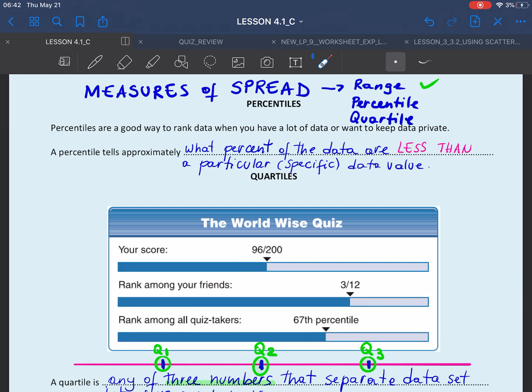Okay, so I hope this made sense, and we're moving on to the example where we can practice.